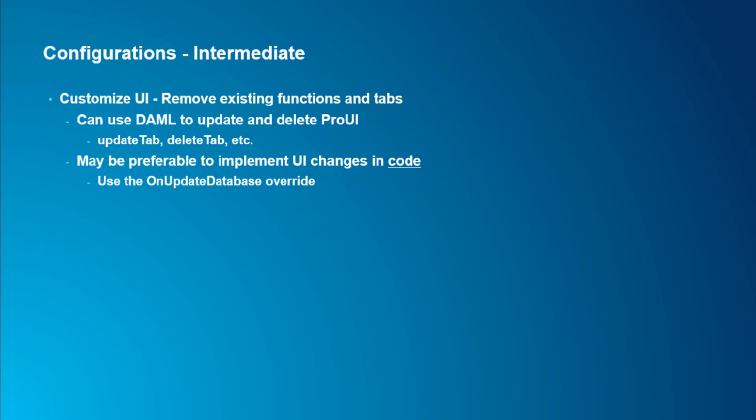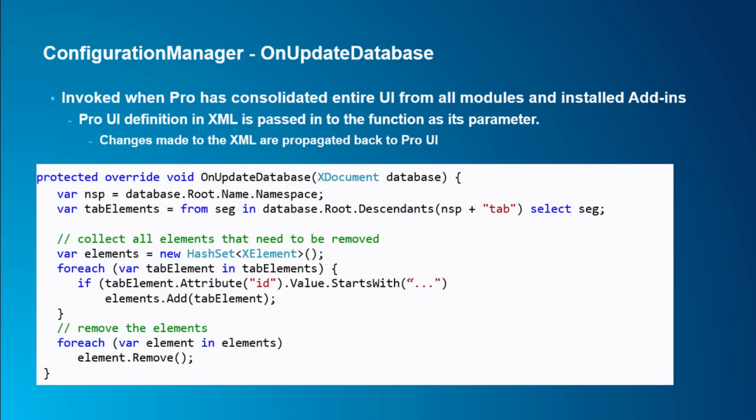I'd have to know what all the tabs are. I'd have to know all of the modules that the tabs are in. But I could conceivably do it. However, what I'd much rather do is do that in code, okay? And I'd much rather have some sort of more straightforward mechanism to do that. And we'll see this override, on update database.